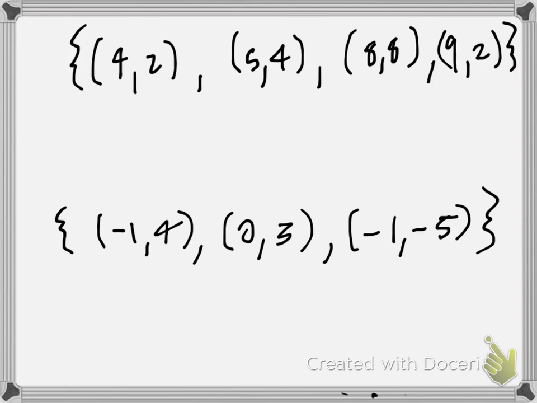So if I'm looking at these two sets of ordered pairs, let's look at this first one up top first. 4, 2, 5, 4, 8, 8, and 9, 2. This is an example of a function because every x value in this group of ordered pairs is unique. 4, 5, 8, and 9. All of those x values are unique. We don't have any repeats in there. That's what we're looking for to decide whether something is a function or not.